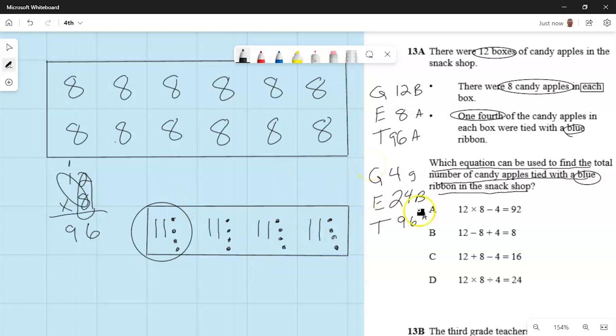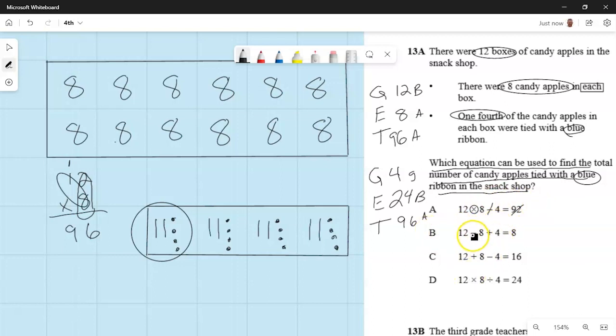So we're going to look at the first choice, 12 times 8. That looks like that will work. 12 times 8, I'm going to circle that. But 8 minus 4 equals 92. That does not look right. I'm not going to subtract 4 to do that. And there aren't 92 with blue ribbons, so we know that was not right.